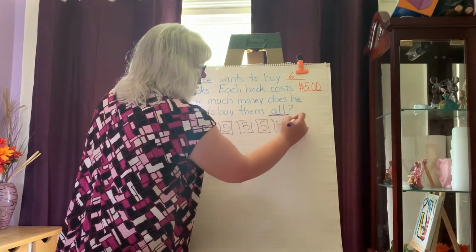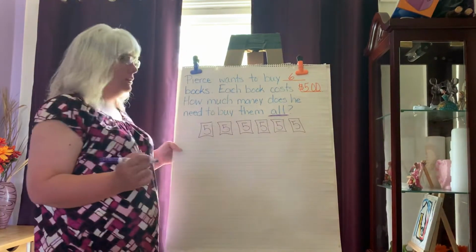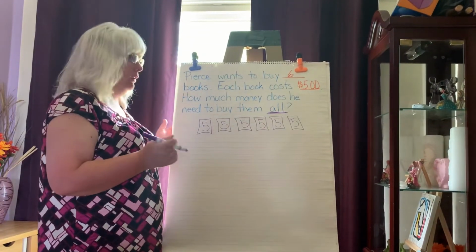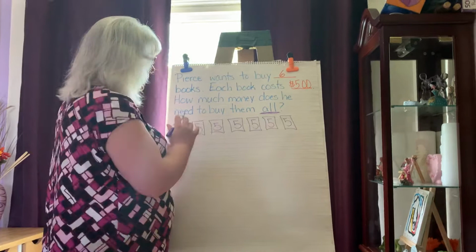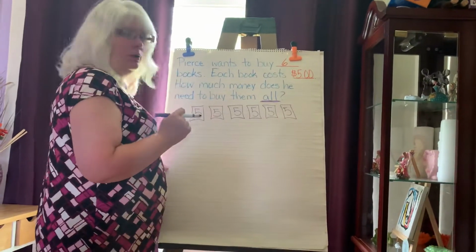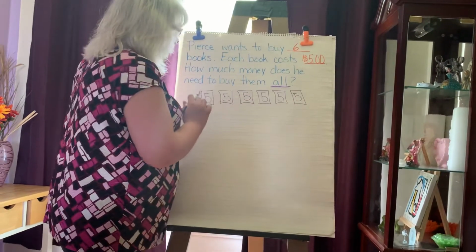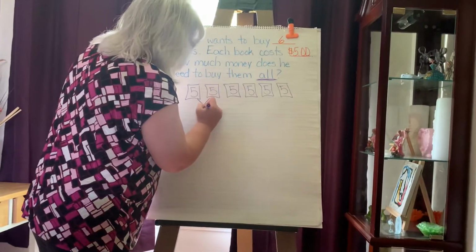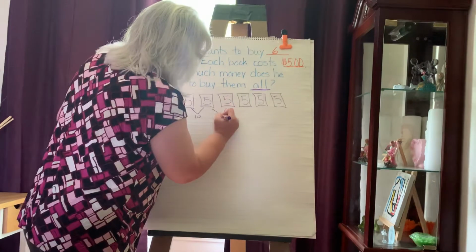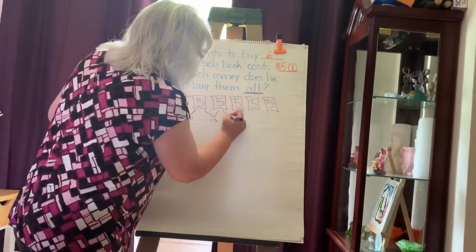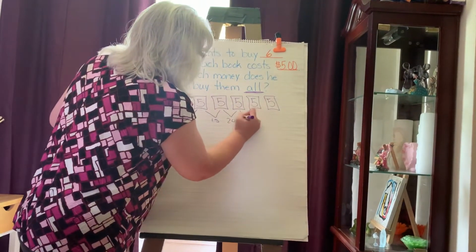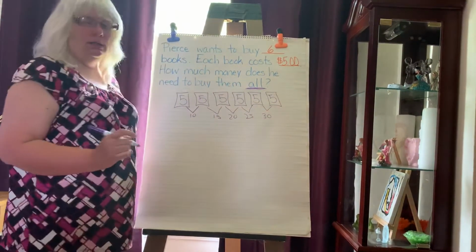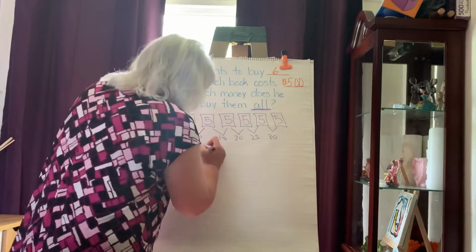Now, if you ever go to a book fair at school, this will be the way you can use to help figure out how much money you need to buy the books you need, if they all cost the same amount. So, 5 plus 5 is 10, plus 5 is 15, plus 5 is 20, plus 5 is 25, plus 5 is 30. Now let's write our repeated addition sentence.